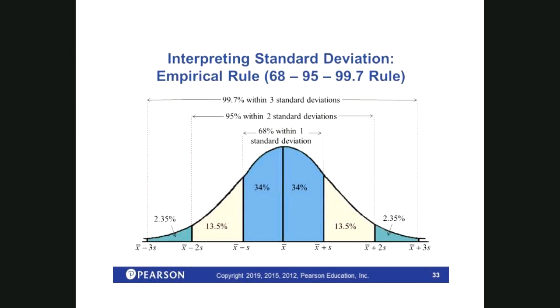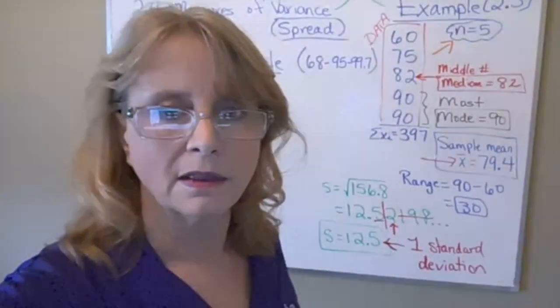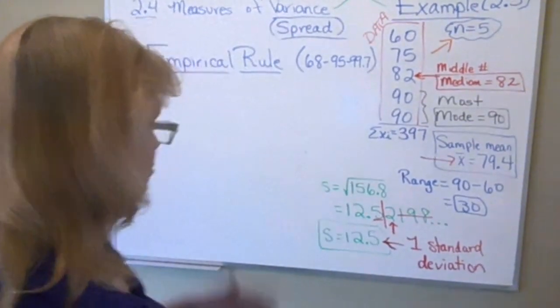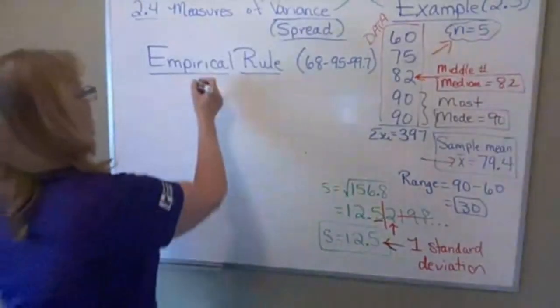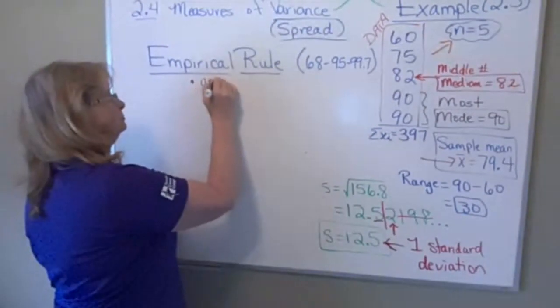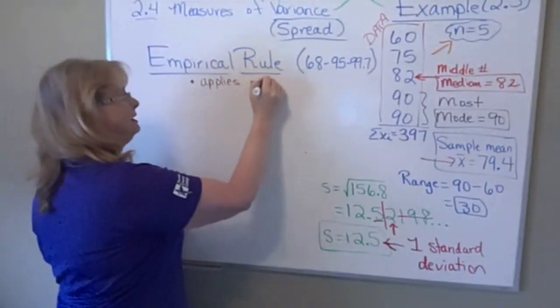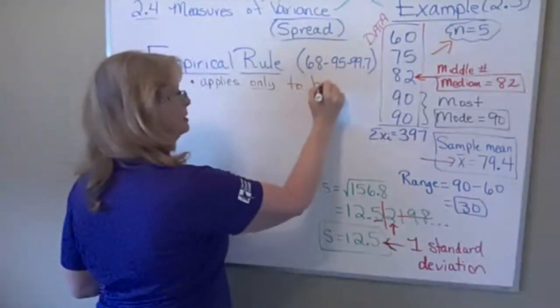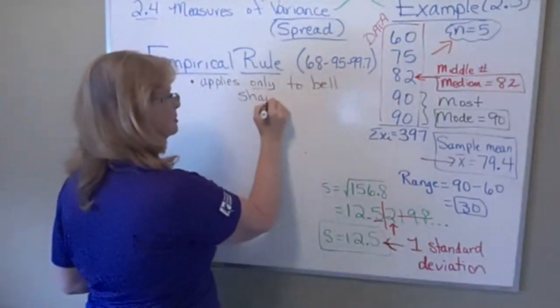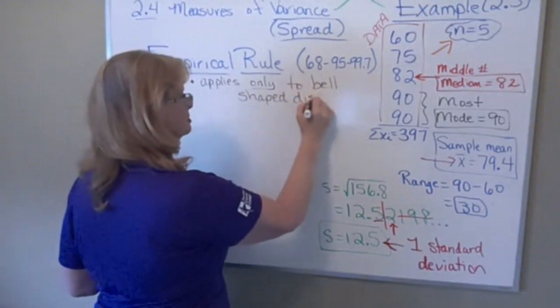So this is probably a slide in the PowerPoint, but if you want to print this off, it's pretty helpful, and it shows you how the 68% is divided in half and so forth. So I'm going to unshare this and reshare the video so we can look at what that would mean on this one. So the empirical rule applies only to bell-shaped distributions.